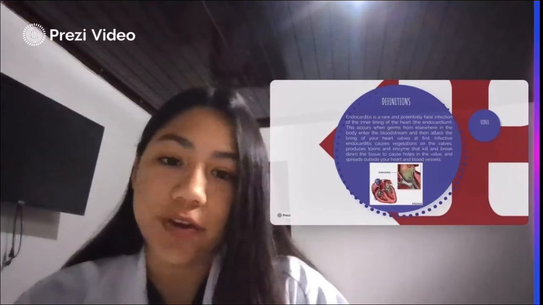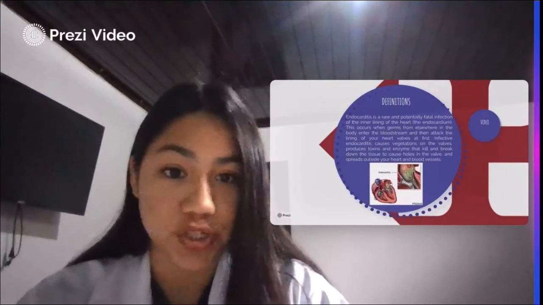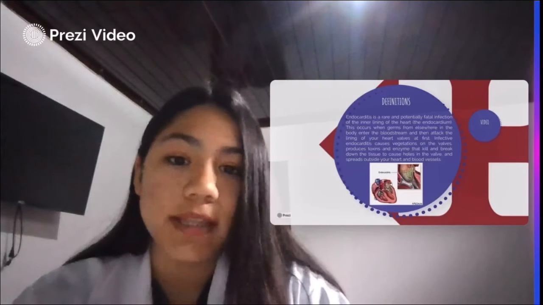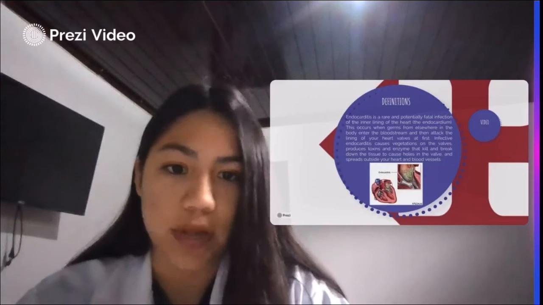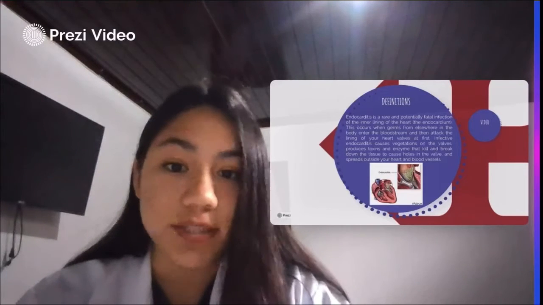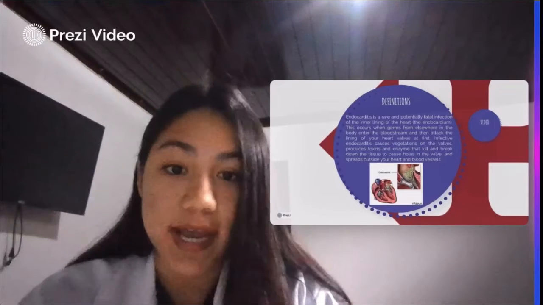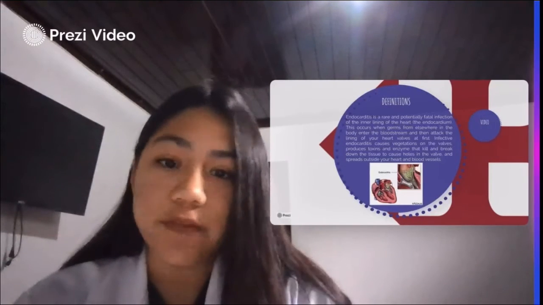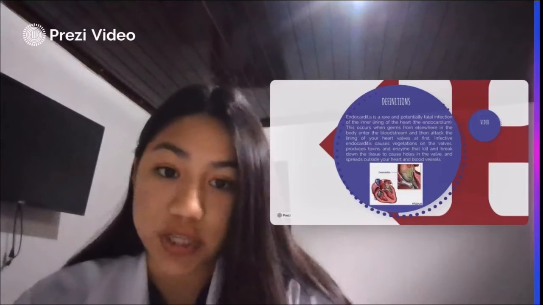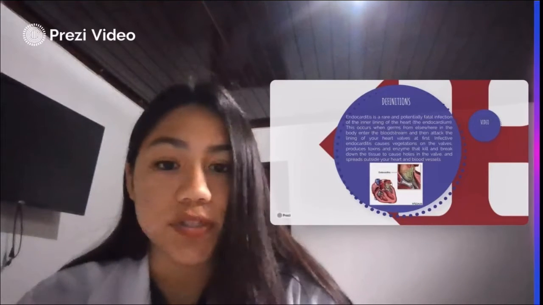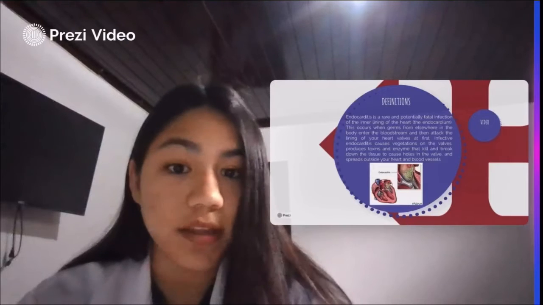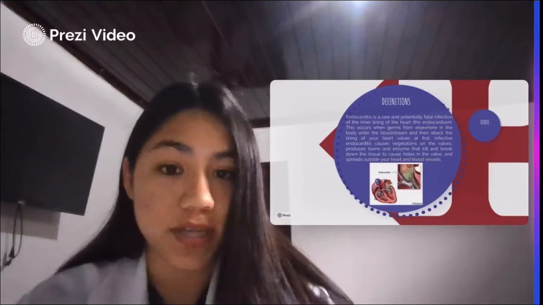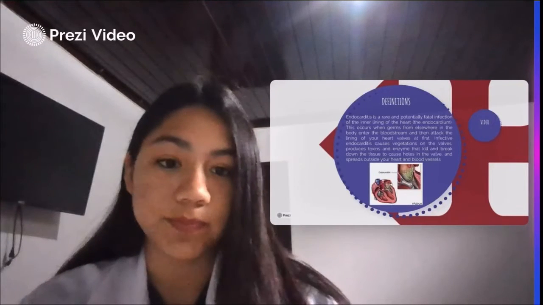Definition. Endocarditis is a rare and potentially fatal infection of the inner lining of the heart, the endocardium. This occurs when germs from elsewhere in the body enter the bloodstream and then attack the lining of your heart valves at first. Infective endocarditis causes vegetations on the valves, produces toxins and enzymes that kill and break down the tissue to cause holes in the valve, and spreads outside your heart and blood vessels.